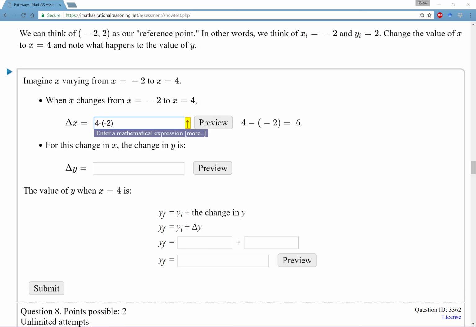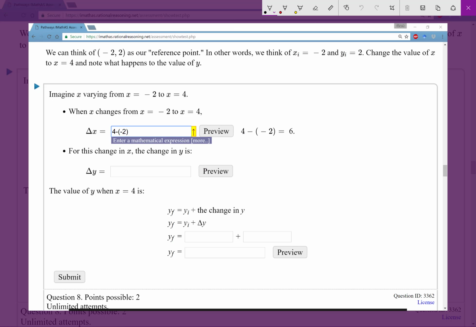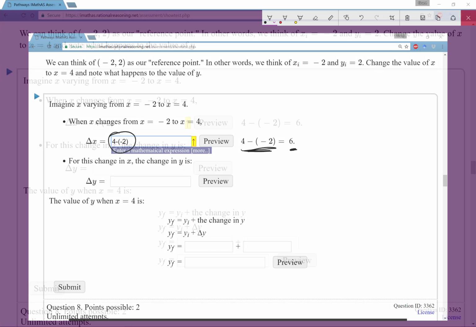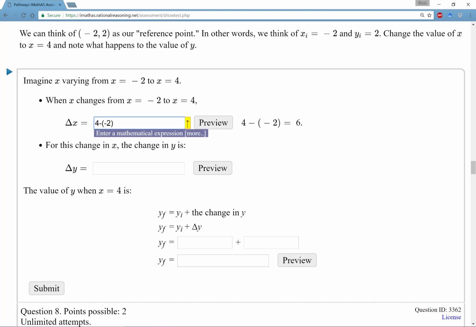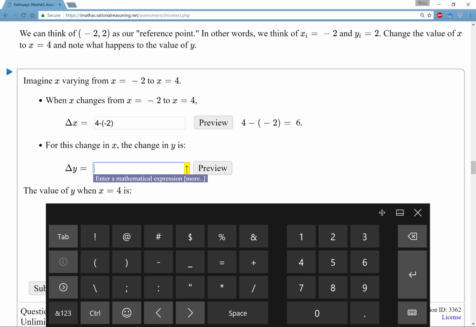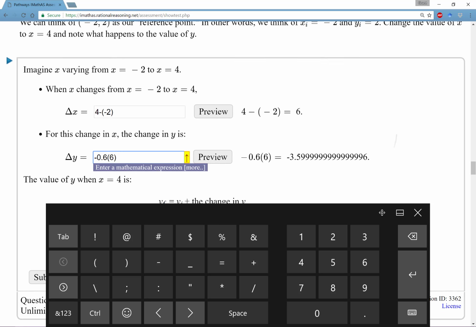And notice that MathAS is going to compute this actual value for you. If you type in this expression, it'll tell you that 4 minus negative 2 is equal to 6. So you can use MathAS like a calculator. Now for this change in x, we know that the change in y has to be negative 0.6 times as large. So the corresponding change in y is going to be negative 0.6 times the change in x, and the change in x was equal to 6. So the change in y is about negative 3.6.